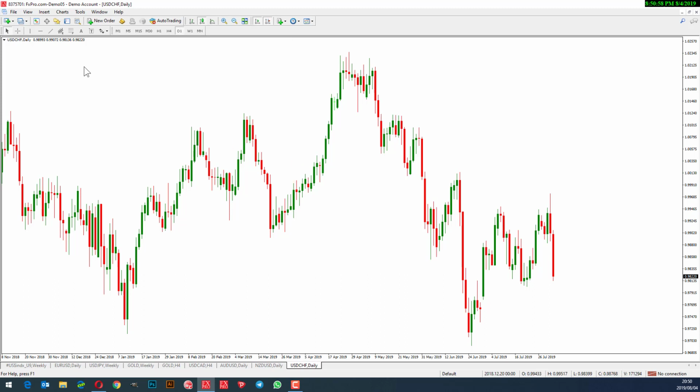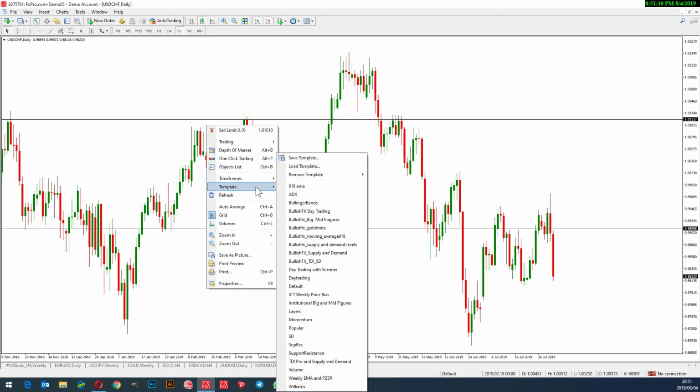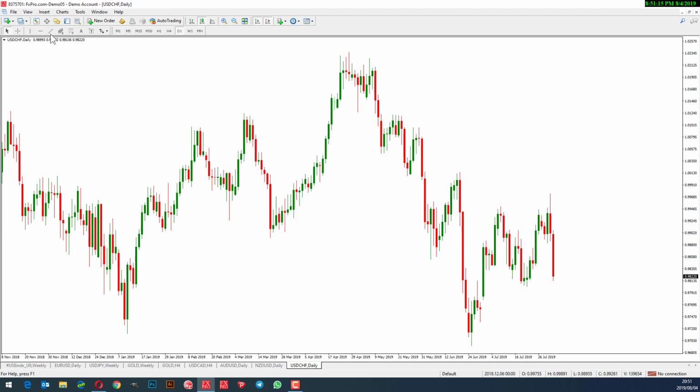Now, next to the crosshair, we've got a vertical line which you can use to highlight certain prices on the chart. Then you've got the horizontal line, which most people use to draw their support and resistance on the charts. Then we've got the trend line. Next to the horizontal line, we've got the line that we use to draw a trend line.